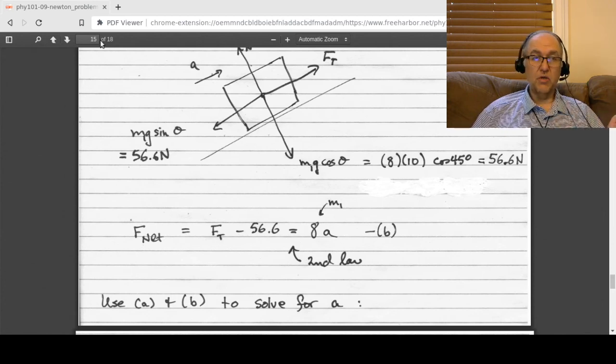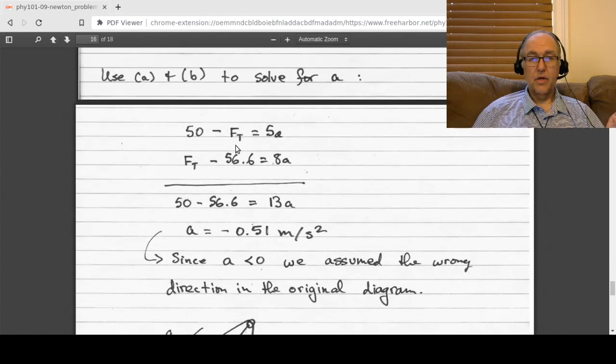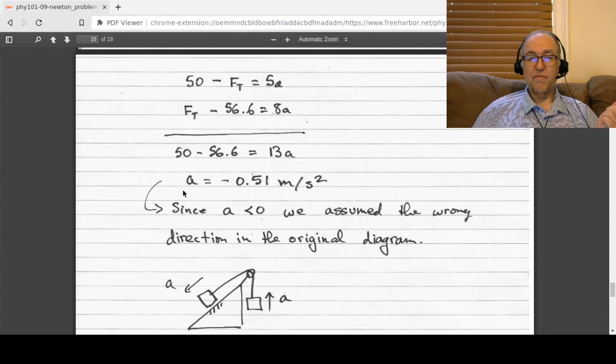So we have an equation A and an equation B. We'll write both one on top of the other. Here's equation A: 50 minus Ft is equal to 5a, that's for M2. And Ft minus 56.6 is equal to 8a. If we add the left-hand sides, 50 minus Ft plus Ft minus 56.6, we'll see that the Fts cancel, and we'll get 50 minus 56.6. And that's got to equal, adding the right-hand sides, 5a plus 8a, which is 13a. When we solve here, we find that a is equal to negative 0.51 meters per second squared.